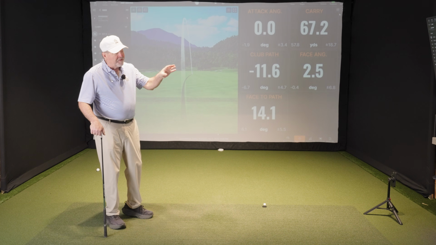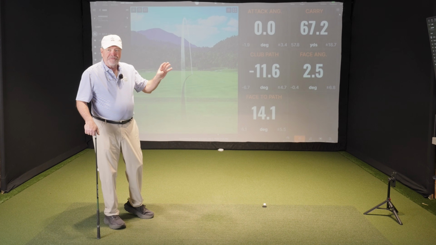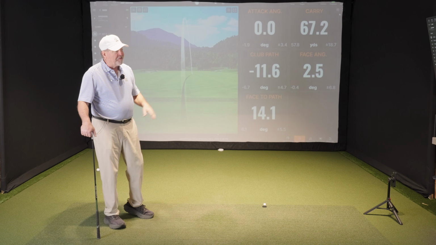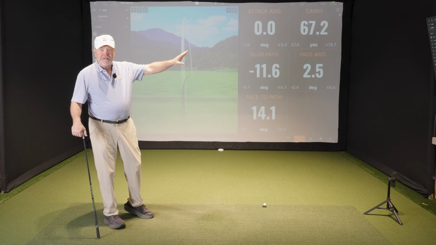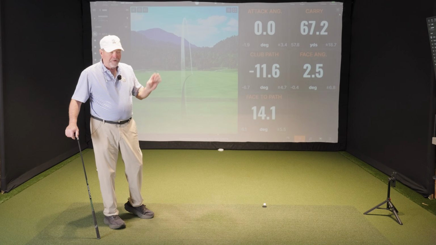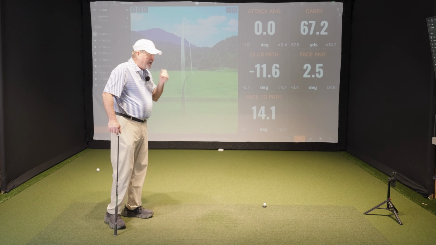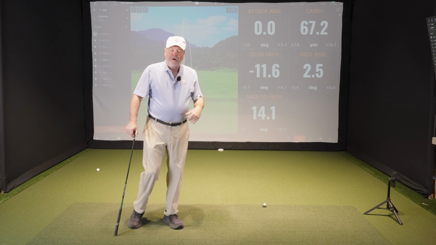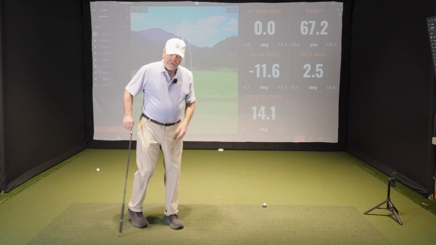So this is probably the average 15 to 20 handicapper that I see and that I've seen for 30 years. This would be a typical shot pattern. It's something that you might see as well when you're practicing. So what would I do to somebody that is having that issue? Well, I would have them do several drills.